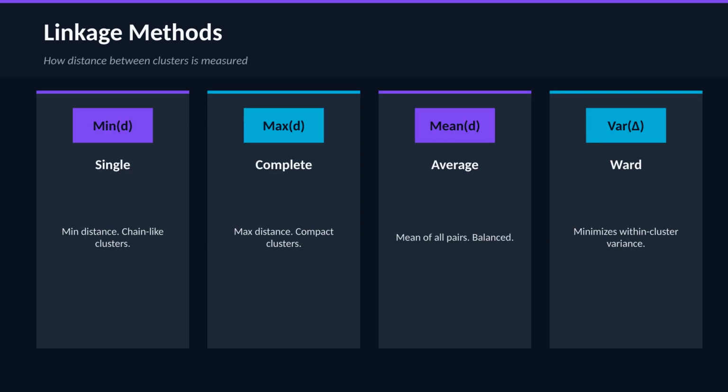When merging clusters, you need a way to measure distance between them. That's what linkage methods define. Single linkage uses the minimum distance between any 2 points in the clusters. This creates chain-like elongated clusters. Complete linkage uses the maximum distance. This creates compact round clusters. Average linkage takes the mean of all pairwise distances, a balanced middle ground. And Ward linkage minimizes the increase in within-cluster variance at each merge. Ward is the most popular choice because it tends to produce evenly sized clusters.